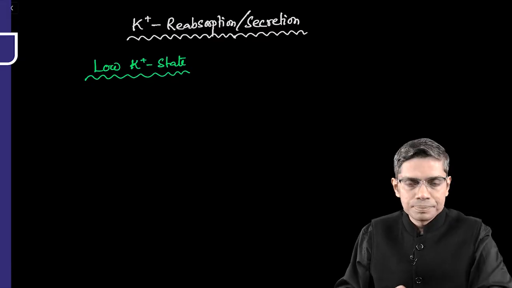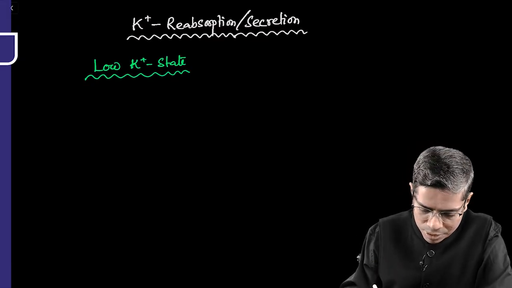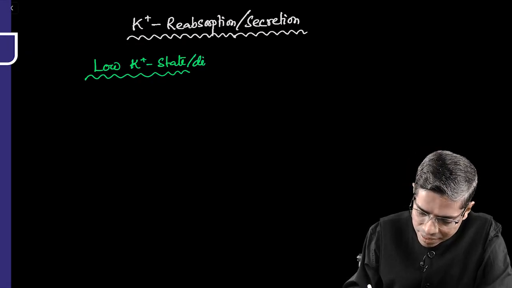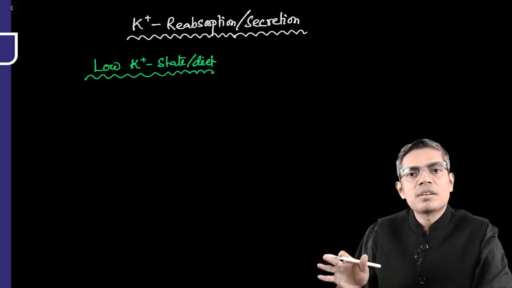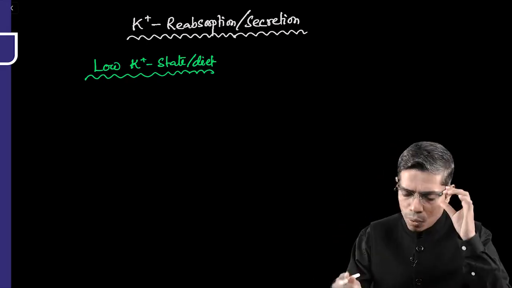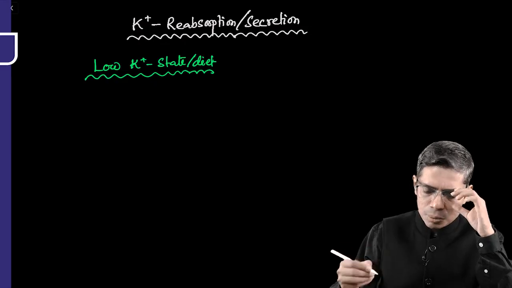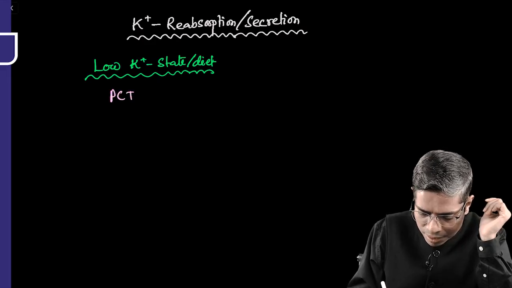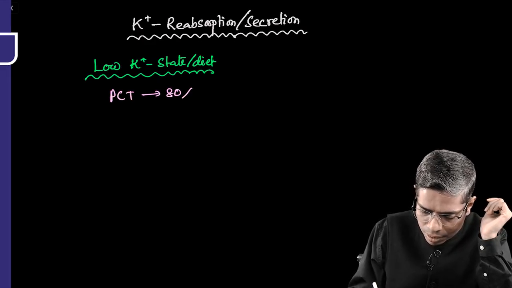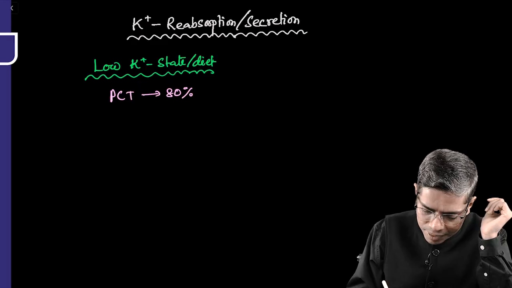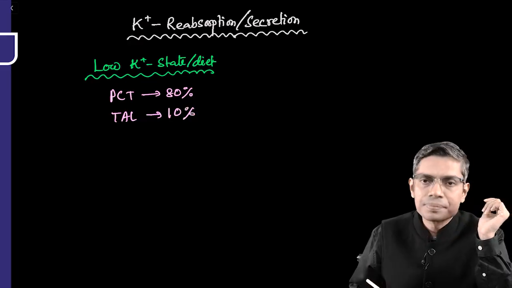Okay, potassium in the diet is very low. Suppose a low potassium state or low potassium in diet. In these cases, secretion of potassium is not going to happen, or if it has happened, it's very negligible. So all parts of the nephron in these cases will try to reabsorb potassium. So PCT will reabsorb 80% of potassium. Then TAL will reabsorb another 10% of potassium.